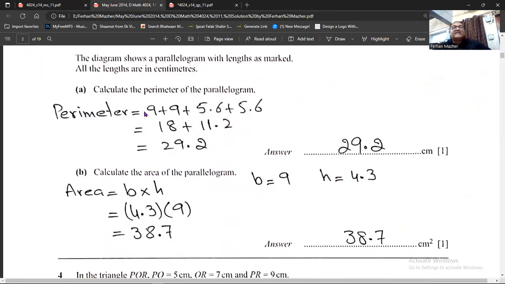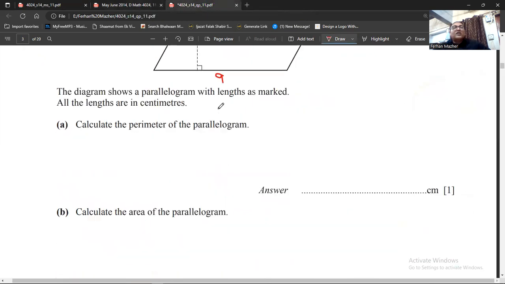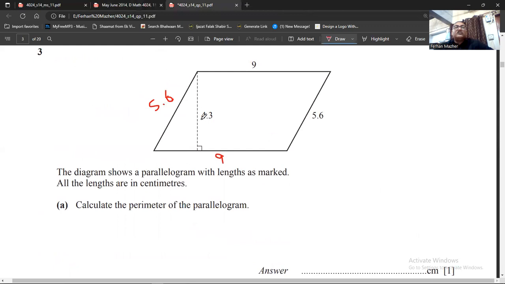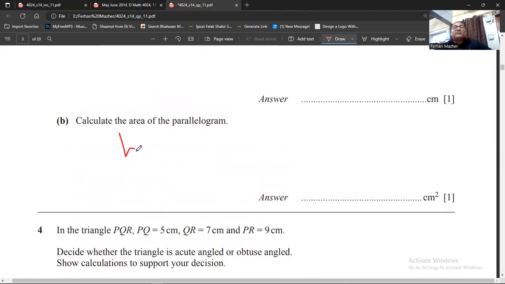29.2 is the right answer. This is the solution. Question number 3B, calculate the area of the parallelogram. This is the height of the parallelogram. Let's say this is the base of the parallelogram. The area of the parallelogram is base multiply height.